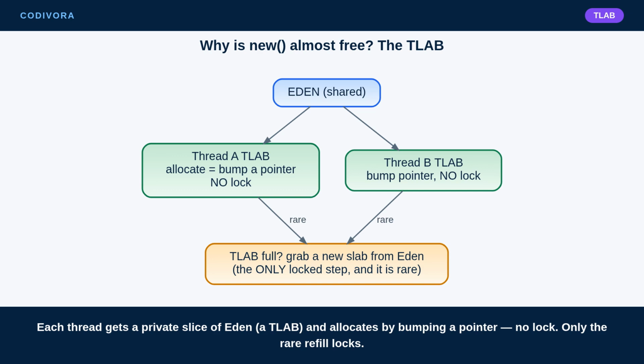Think of a buffet where each guest gets their own tray. You pile food on your tray freely, and only when it is full do you go ask for a new one. That refill is the only locked step, and it is rare. That is why the word new costs just a few machine instructions.